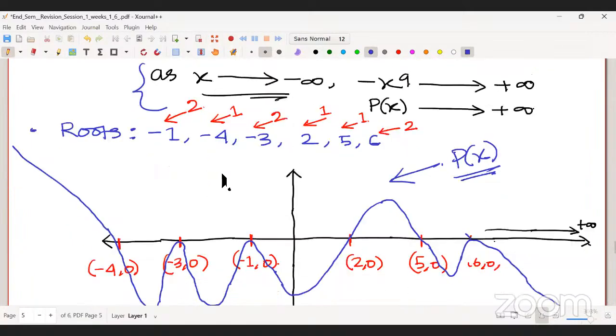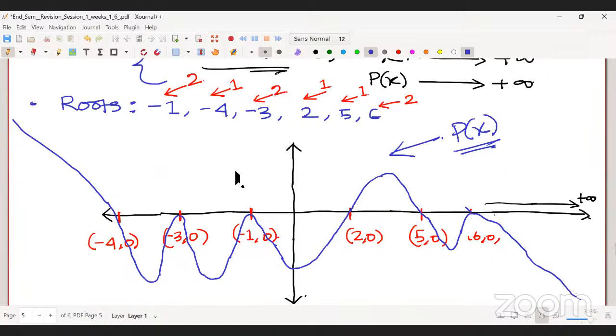So once you have this graph, can you tell me what is the number of turning points for this polynomial? 8 turning points, sir. 8 turning points. So this is 1, this is 2, this is 3, this one is 4, and this one is 5, 6, 7, 8, right?